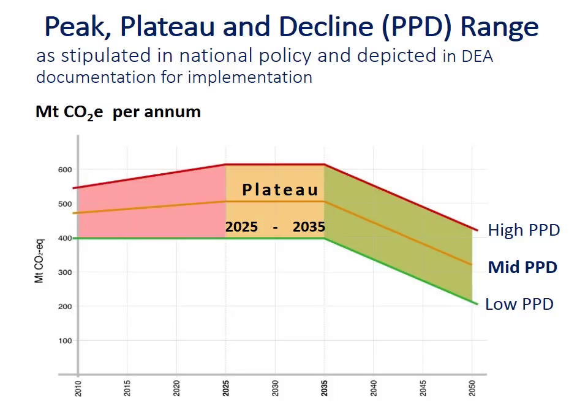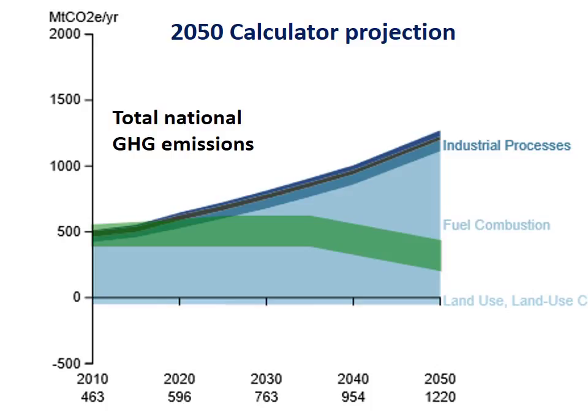In all the graphs, the horizontal axis is time to 2050. The vertical axis here is greenhouse gas emissions annually. This PPD range is depicted in the 2050 calculator emissions graphs as a green band superimposed on emissions projections. This disappears when using the zoom function.